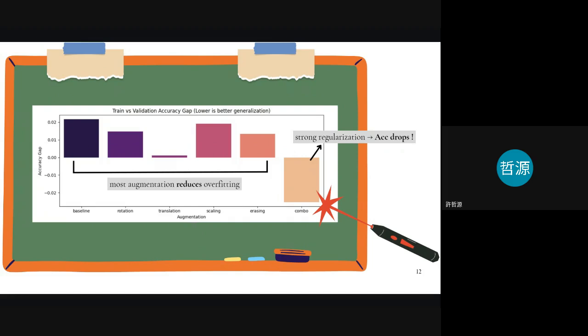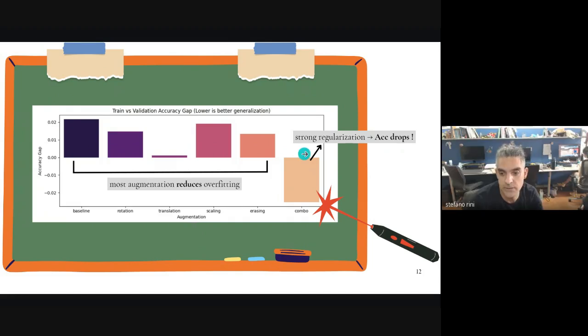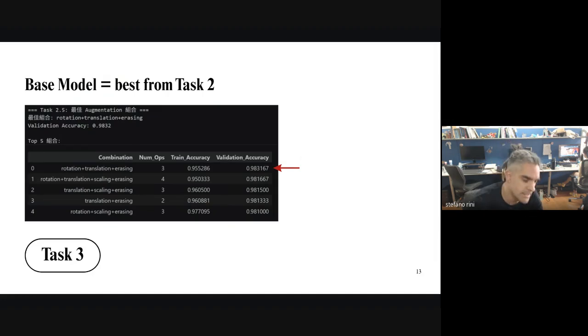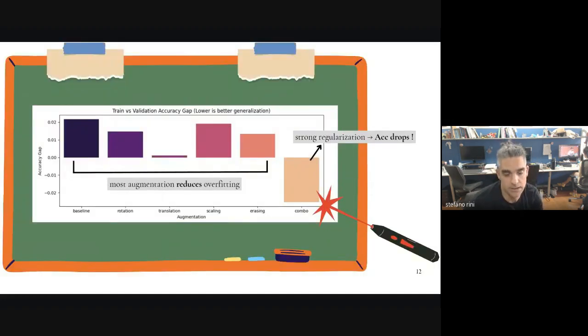And next page. It's very nice, right? It's very nice that you pay in accuracy, but the gap between validation and train falls. It's very nice. Go ahead.